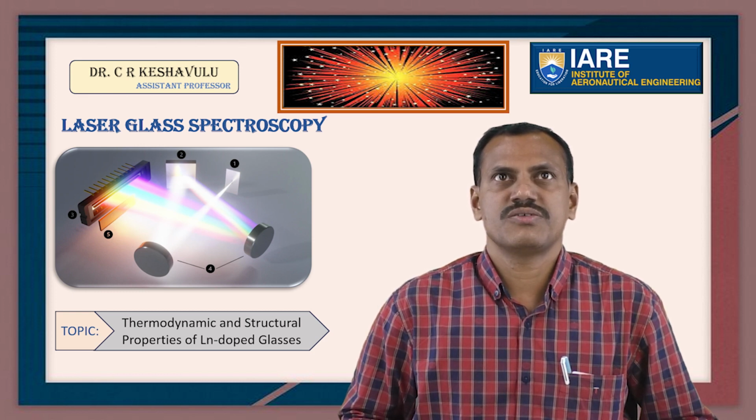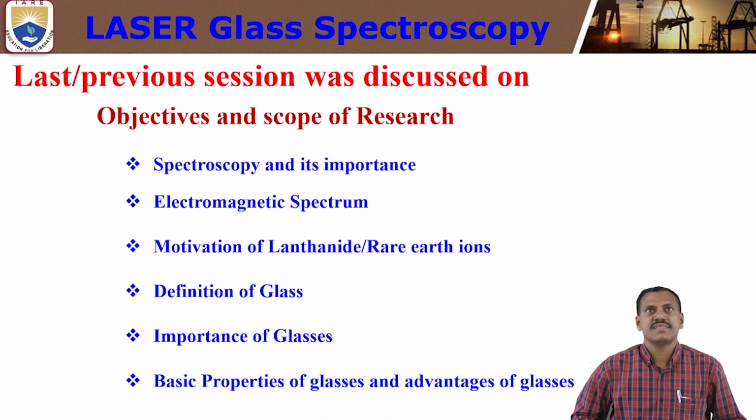Today I am going to discuss laser glass spectroscopy. In the previous session we discussed the objectives and scope of research. The main topics covered were spectroscopy and its importance, the electromagnetic spectrum, the motivation for lanthanide and rare earth ions, the definition of glass, the importance of glasses, and finally the basic properties and advantages of glass. These topics were discussed in the last session.